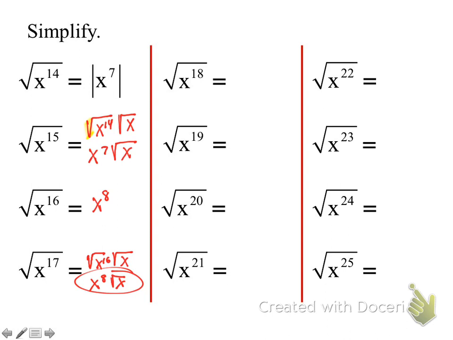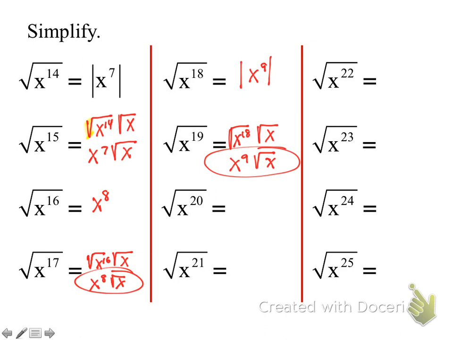Rad x to the 18th. Chloe. X to the 9th in absolute value. Absolute value of x to the 9th. Next one. X to the 19th breaks down to x to the 18th times rad x, and that simplifies to x to the 9th times rad x. Good. Okay. Next one, I want to hear from somebody.